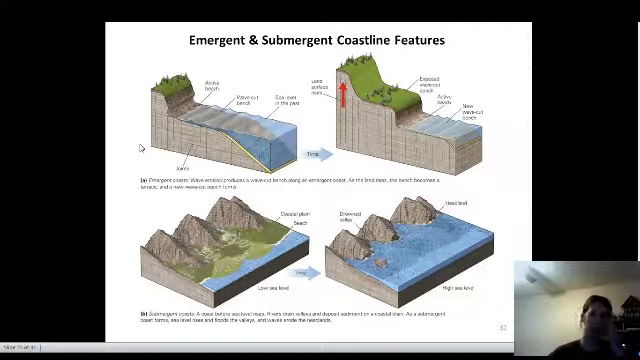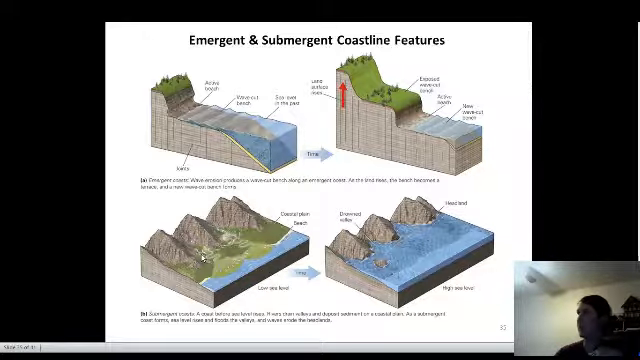So we're going to look at some emergent and submergent coastline features. Here are some emergent coastline features. We've got an active beach, our wave-cut bench, or our shallow water area, and our historic sea level. And then as time goes by, our sea level drops, and all of a sudden we've got this exposed wave-cut bench, where we had that active wave activity going on. And we have a new active beach that has been eroded down, and our new wave-cut bench.